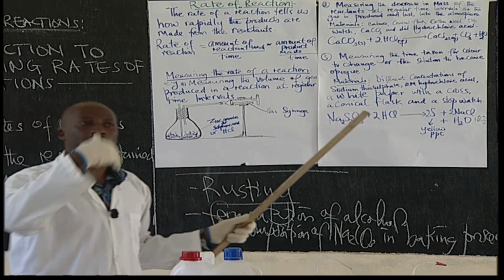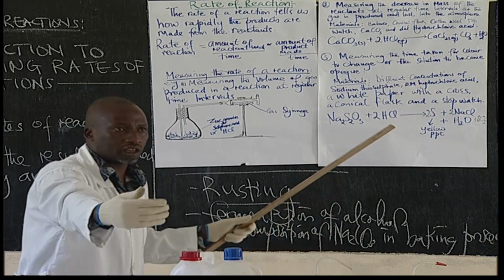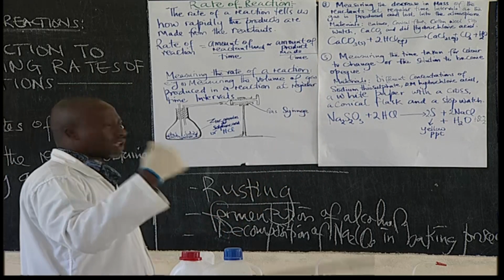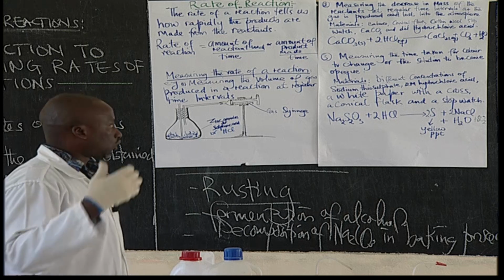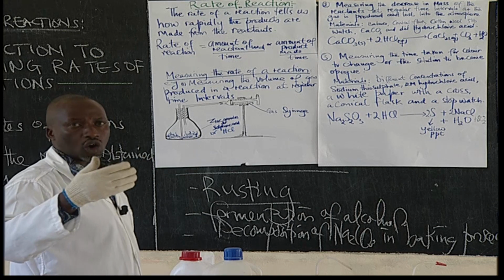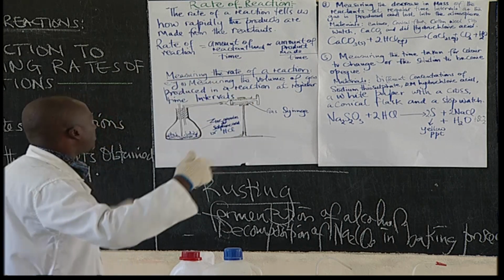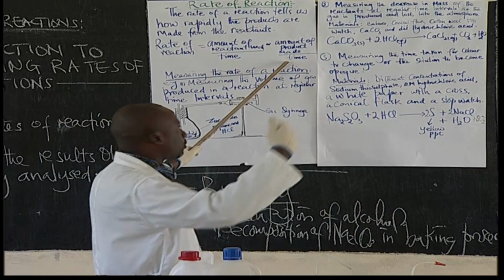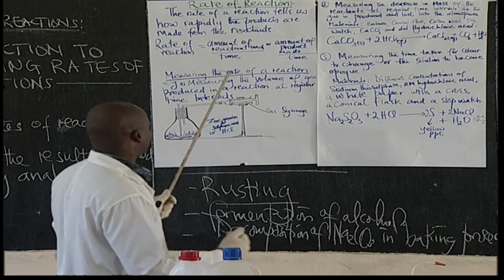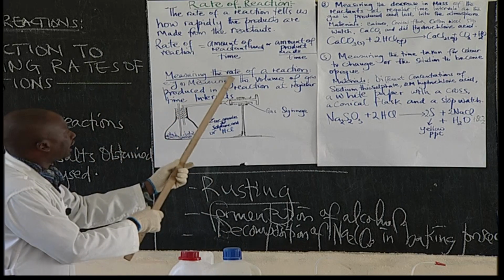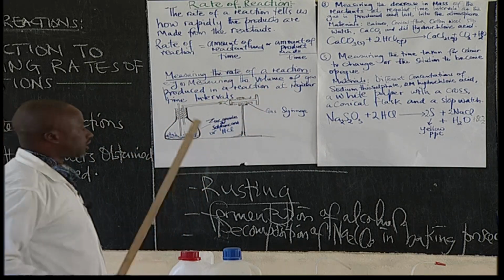The given time can be in minutes. Remember we have said some reactions take long, others are very slow. For those reactions that take long, the amount of product is measured either per day or per minute or per year. Then we look at measuring the rate of reaction.